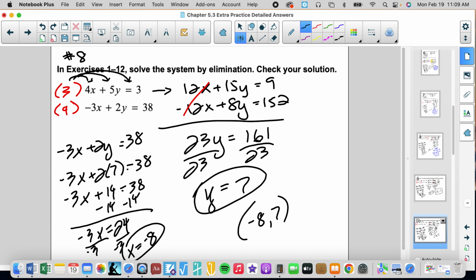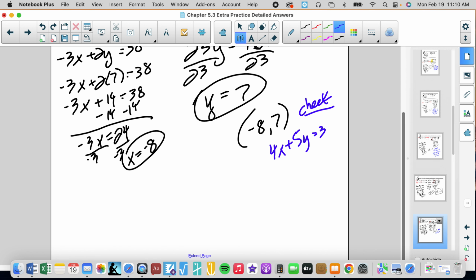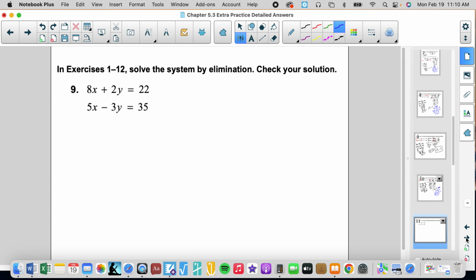Let's pick the other equation to check. I'm staying consistent to my guns. 4x plus 5y equals 3, just to show you that checking doesn't take that much time and it is worth the effort. So that took 12 seconds, and I know that my answer, -8, 7, is correct.